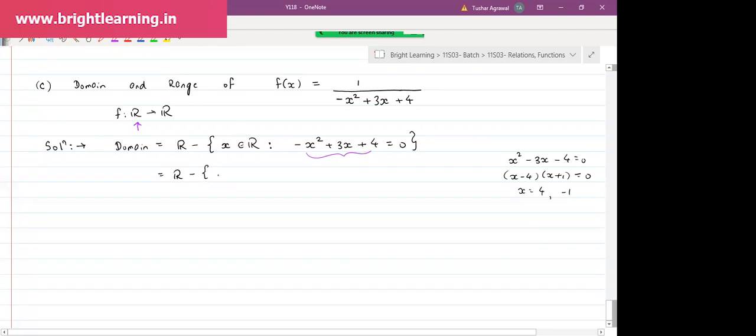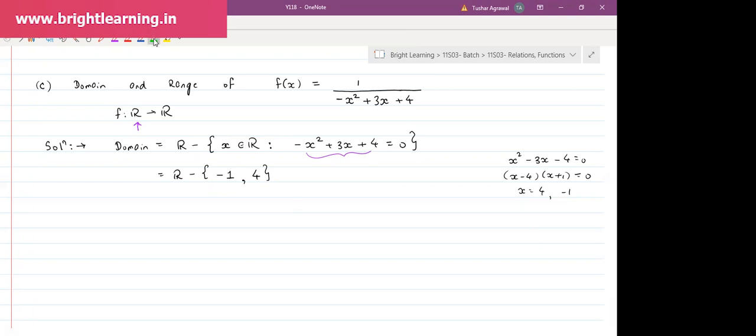So all the real numbers except these 2 points, minus 1 and 4. I am removing 2 points. Okay, I'm not removing an interval. You're getting it? From the real numbers, I'm just removing 2 single points, minus 1 and 4. I'm not removing the interval between minus 1 and 4. So this is my domain. Up till here, no doubt.